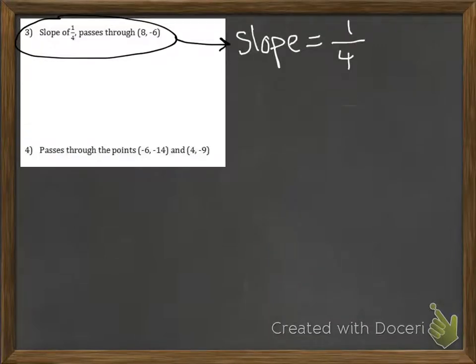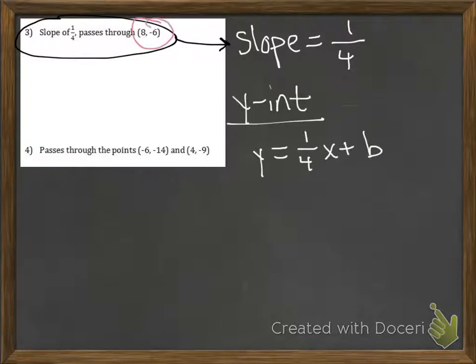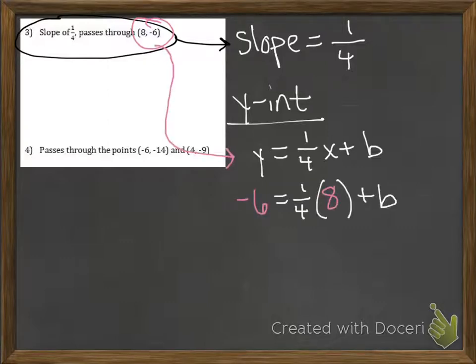They've already given us the slope, so they've already done the first step for us. Next thing is to find the y-intercept. And so we'll set up our rule in y equals mx plus b form, replacing the m with what we know the slope to be, 1/4. And then we're going to use the point that they gave us and put in -6 for y and put in 8 for x. Now the only variable that's left in the equation is b, and that's what we need to solve for in order to get the y-intercept.